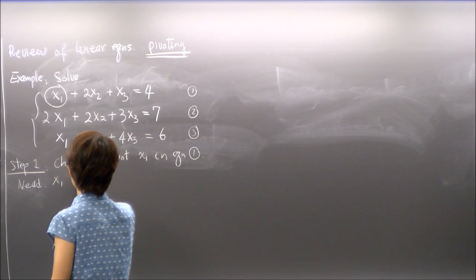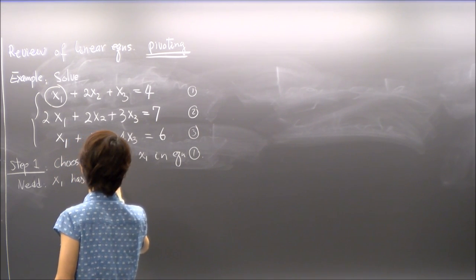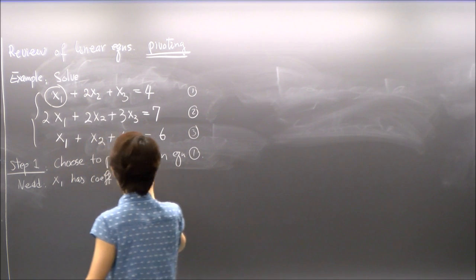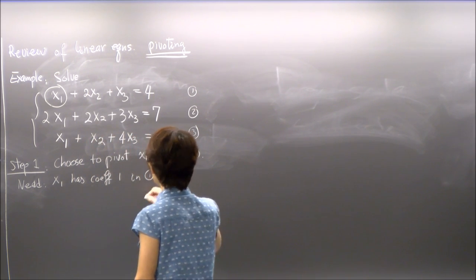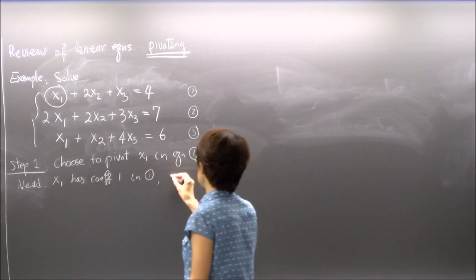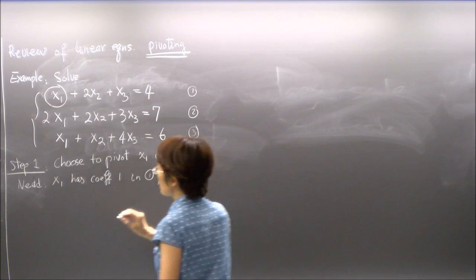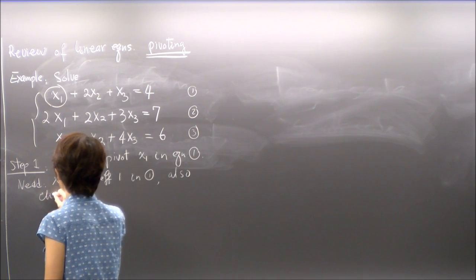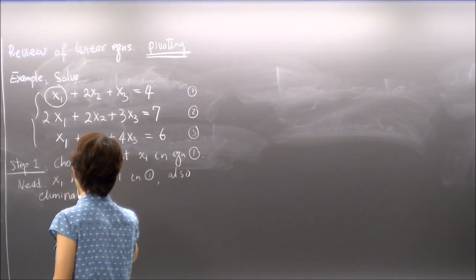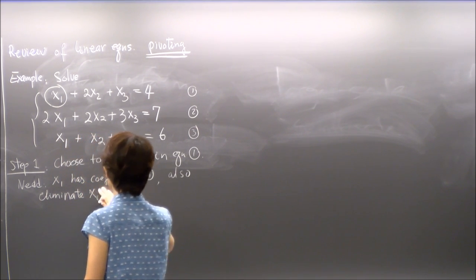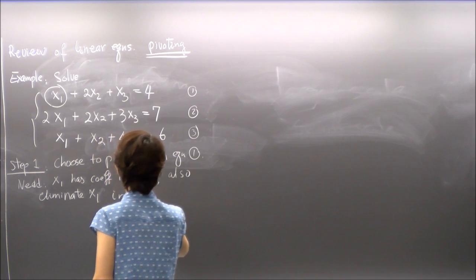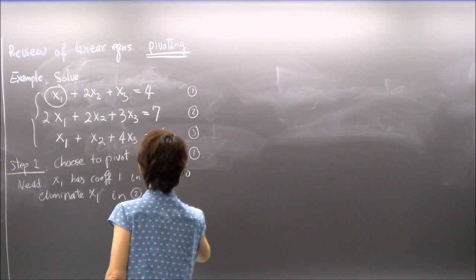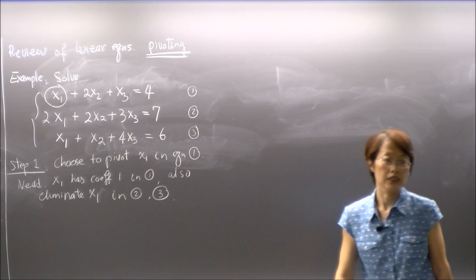x1 should have coefficient 1 in equation 1. That's the first goal. And then also, we have to eliminate x1 in the other 2 equations, in equation 2 and 3.